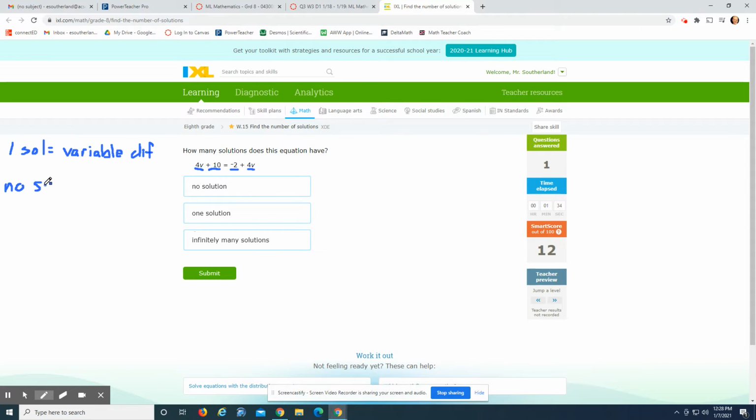We're going to abbreviate solutions again. No solution is when the variable is the same, but the regular number is different. It's different. So the variable is the same, but the regular number is different.